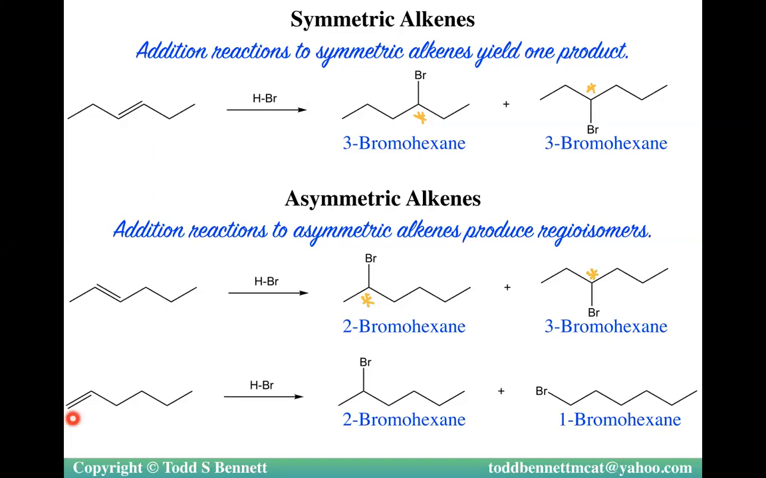H wants to go where H is, so two H's at the end, one H here. So it goes to the less crowded side. So H wants to go to the end, forcing Br on 2. So this should be your major product. This will be your minor. Definitely not close to 50-50. This one is going to be distinct, depending on temperature, it could be 80-20, 85-15, something like that, but a definite preference for so-called Markovnikov addition.